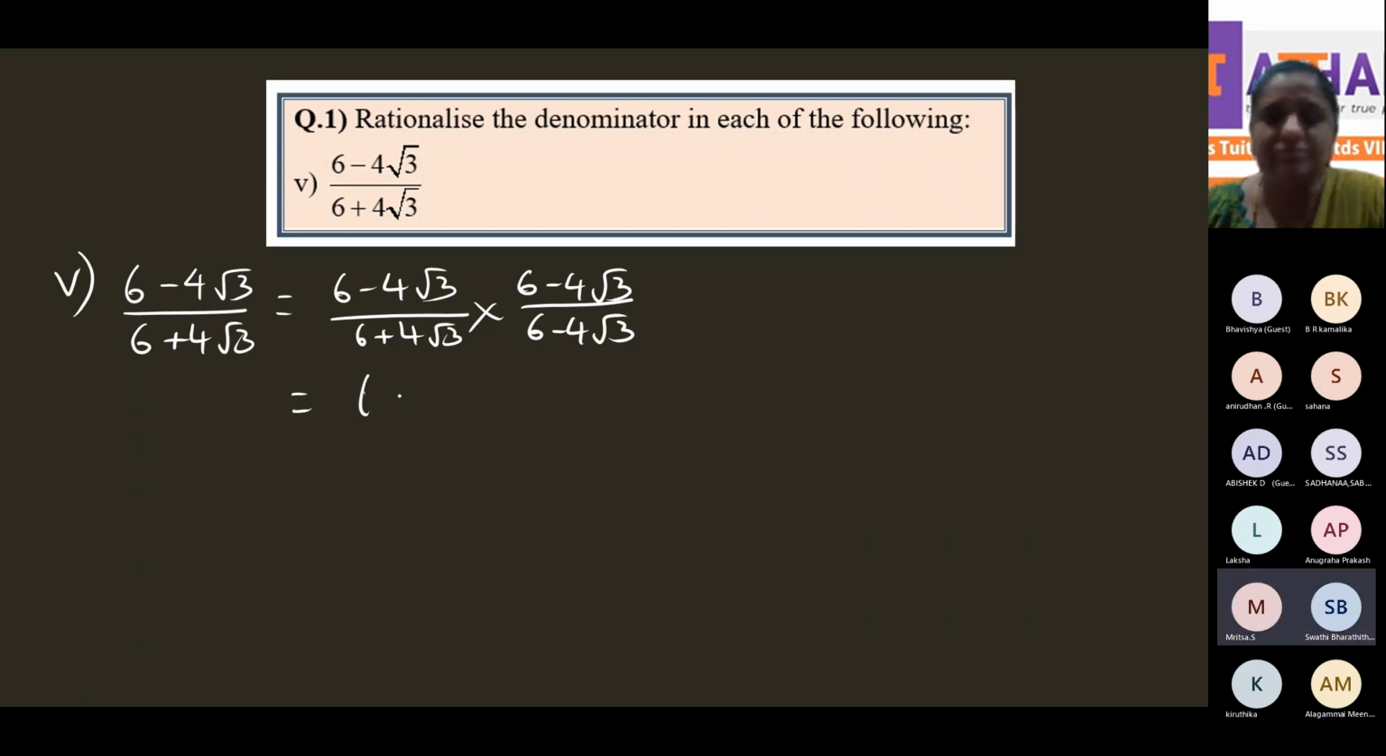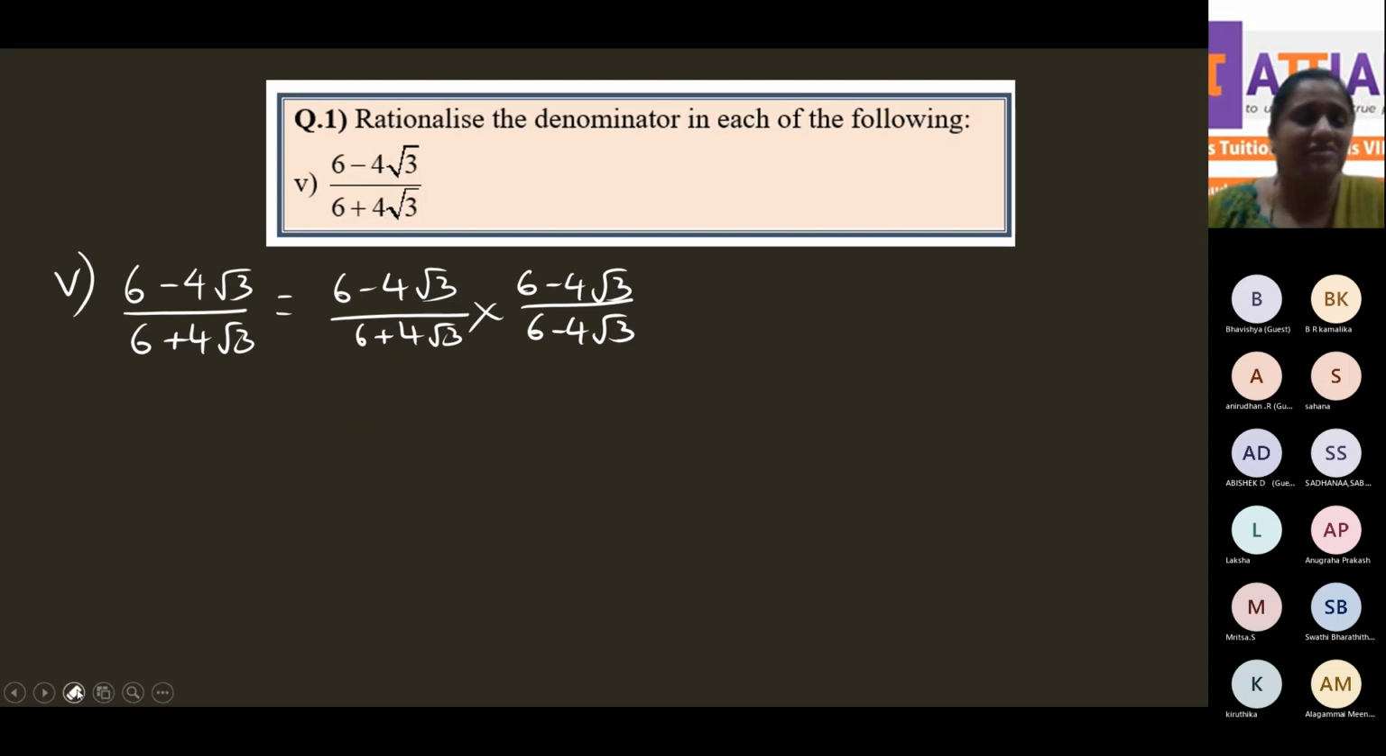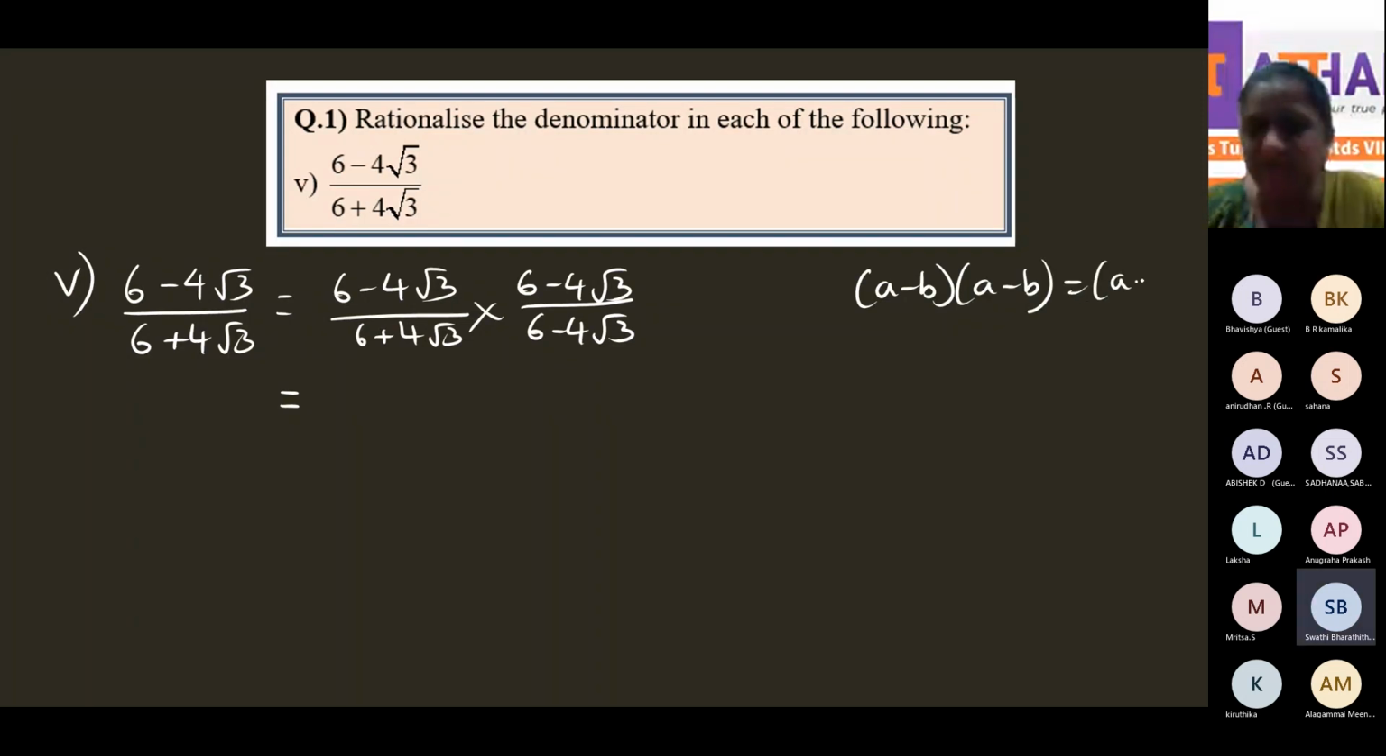6 square minus 4 root 3 whole square. What is this? We are creating our own formula. What is a minus b into a minus b, children? Louder? A minus b the whole square, ma'am. A minus b the whole square. A plus b into a minus b is a square minus b square. A minus b into a minus b is a minus b the whole square.